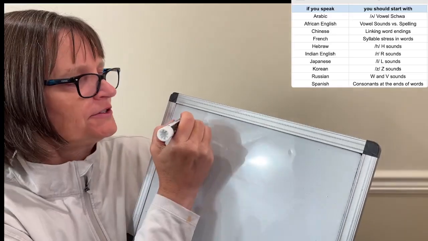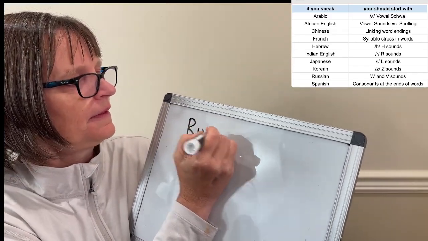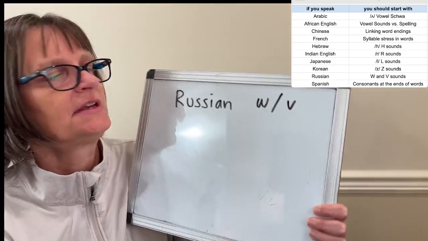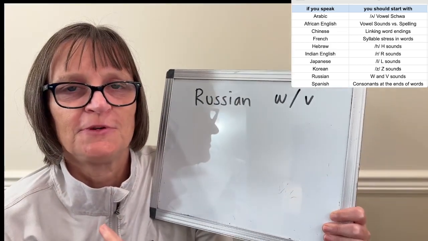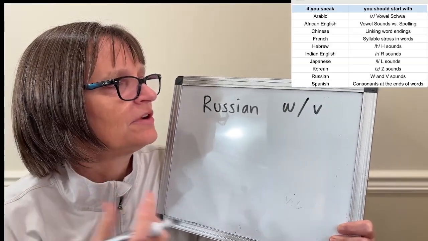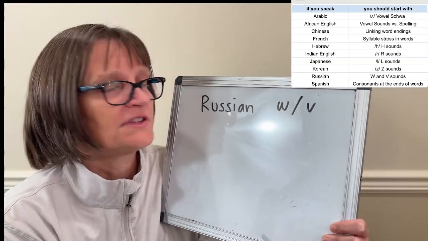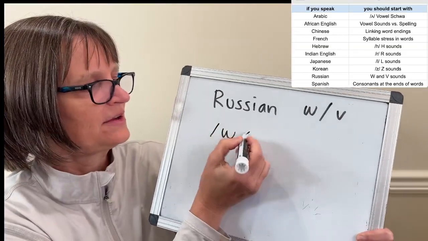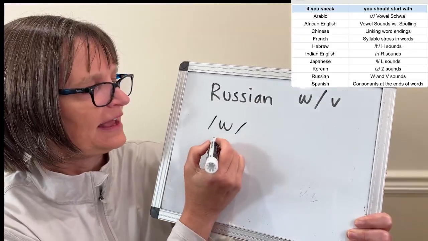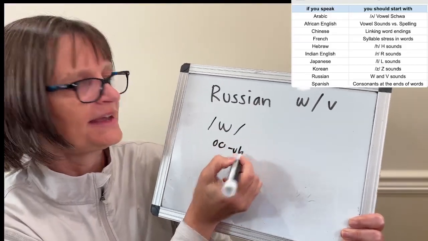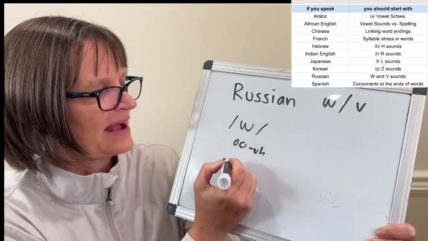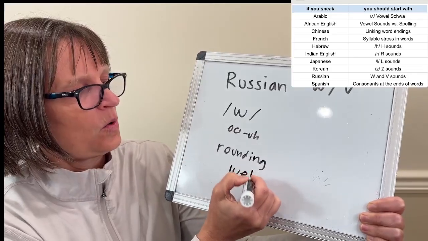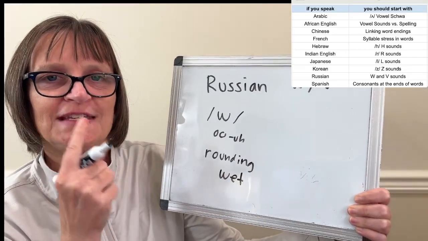For Russian speakers, I would start with the W and V sounds, making sure that you can make a clear distinction between these two sounds, that you're not substituting one for the other, and you're not using a sound that's a little bit in between. So the W sound is what's called a semivowel. We glide between the U sound and the sound W. So we have lip rounding, and we use both lips for this. So if I'm saying a word like wet, you can see my lips are rounded.